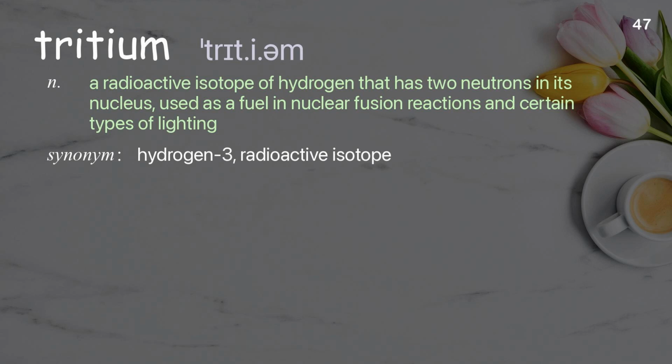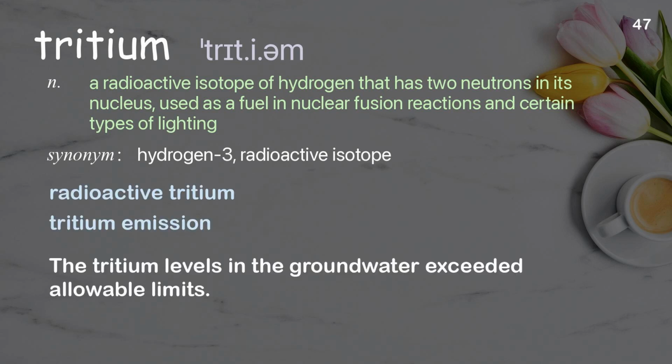Tritium. A radioactive isotope of hydrogen that has two neutrons in its nucleus, used as a fuel in nuclear fusion reactions and certain types of lighting. Examples: Radioactive tritium. Tritium emission. The tritium levels in the groundwater exceeded allowable limits.